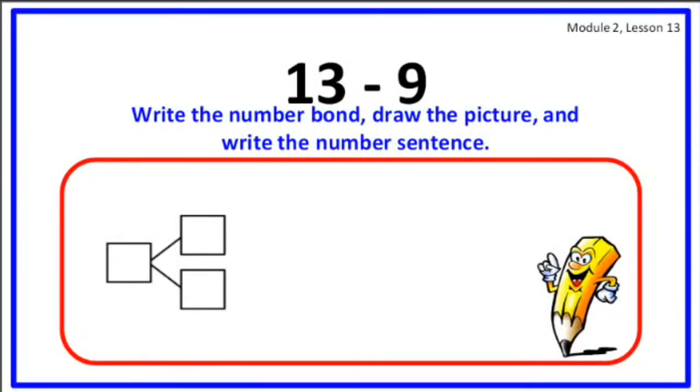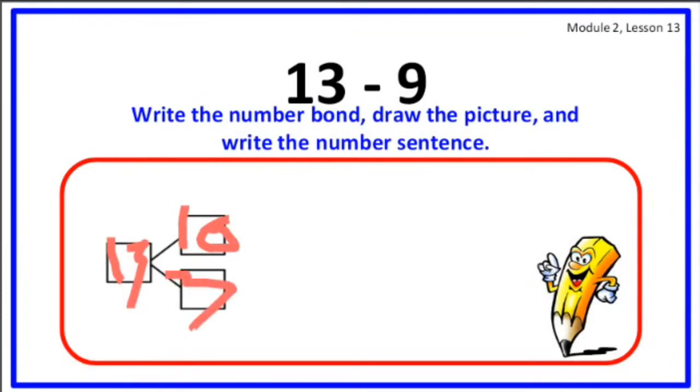Now we have 13 minus 9. Write the number bond, draw the picture, and write the number sentence. Very simple. What is the whole in the number bond? That's 13. And the first part will be my 10. And the second part will be my 3.